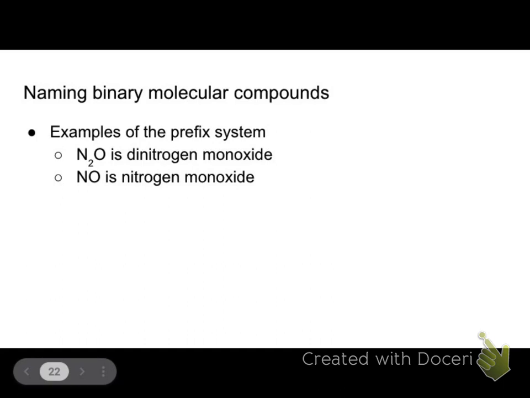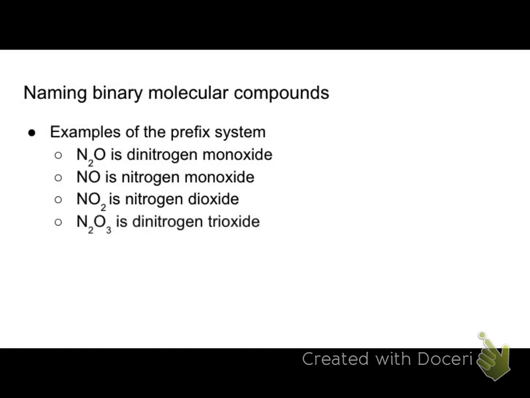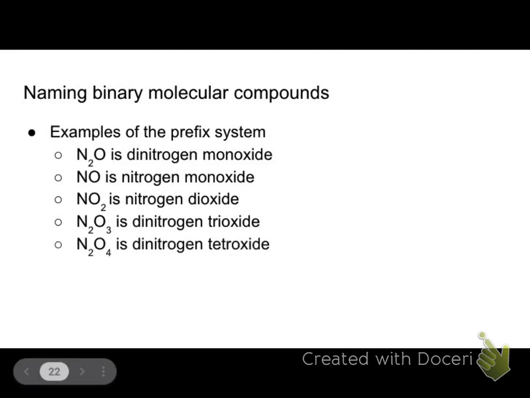NO would just be written as nitrogen monoxide, because we do not put a prefix on the first one if there's only 1 atom of it. Then NO2 would be nitrogen dioxide, and N2O3 is dinitrogen trioxide. So see what I mean by being pretty straightforward after you get through the beginning of it? Okay, go ahead now and try the example problems. Oh, I forgot I put one more on here. Dinitrogen tetroxide.